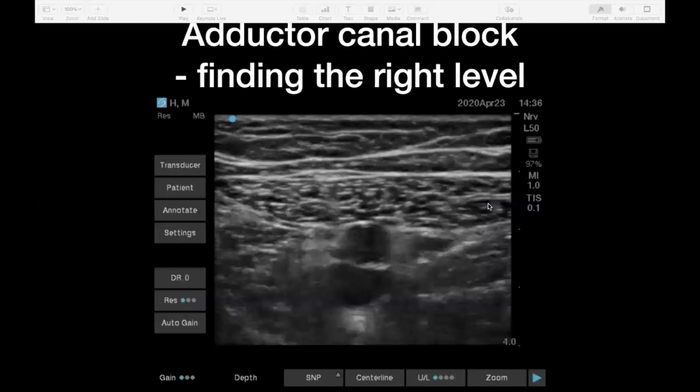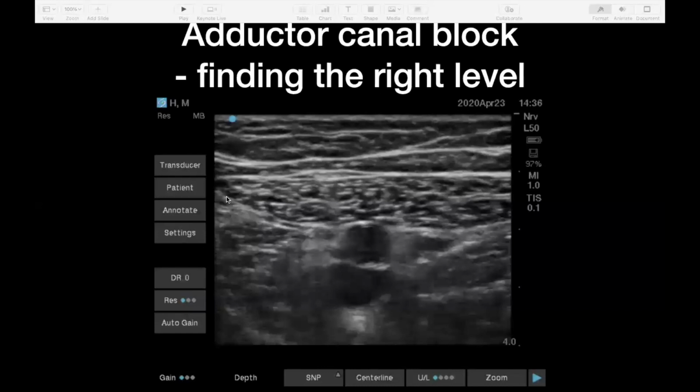Obviously, if we're blocking the nerve to vastus medialis, you've got to accept that you're going to get a little bit of quadriceps weakness, just because you're blocking the motor supply to that one muscle of the quadriceps. But you're not going to get a complete quadriceps paralysis, which you're risking if you do a higher kind of femoral nerve block. So we want to find the apex of the femoral triangle, where the femoral triangle kind of becomes the adductor canal.